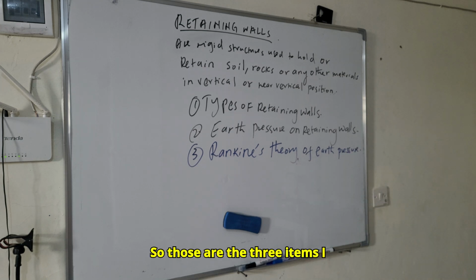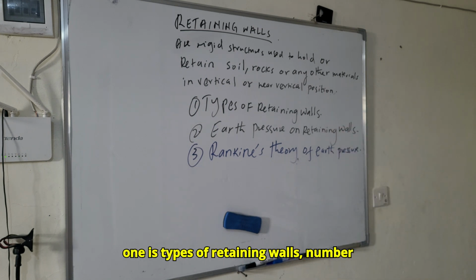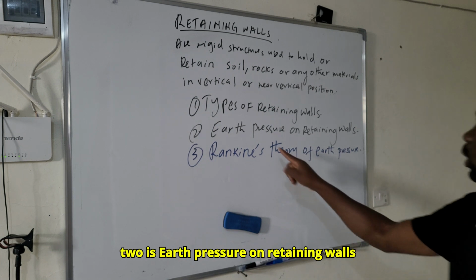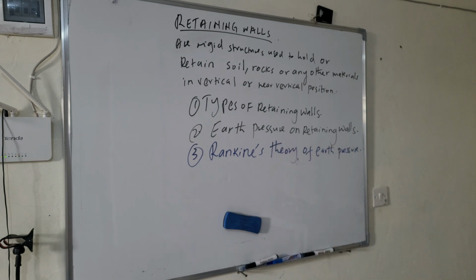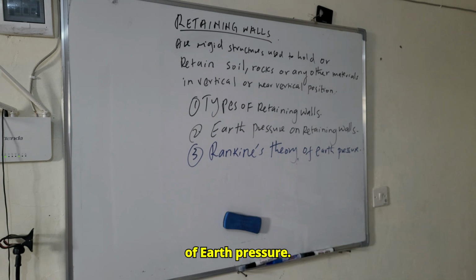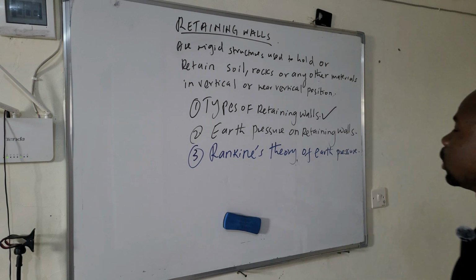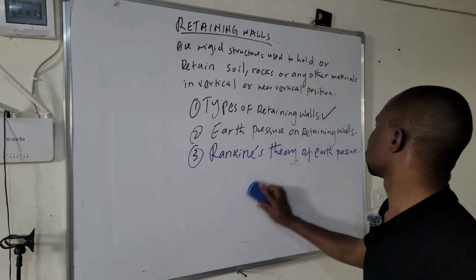So those are the three items I will be discussing today. Number one is types of retaining walls. Number two is earth pressure on retaining walls. And then the last one is Rankine's theory of earth pressure. Types of retaining walls.